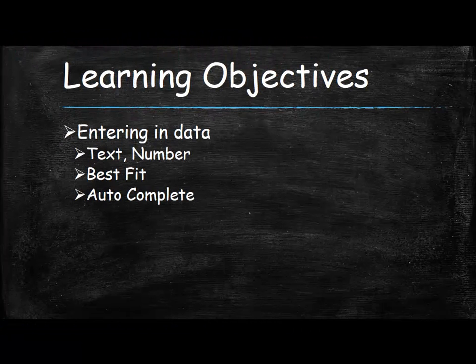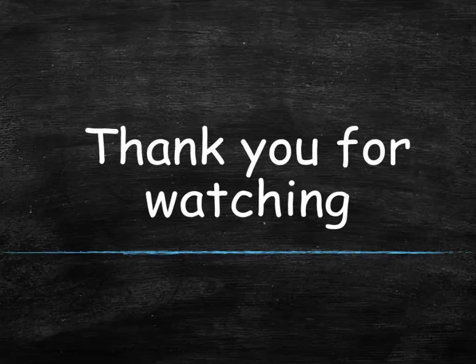So in this video we learned about entering data into a spreadsheet. We looked at two major data types. We looked at text, we looked at numbers. Later on as we go through the semester we'll see things like formulas and dates. But for this video we just concentrated on the two basic things, text and numbers. We saw that text goes to the left, we saw that numbers go to the right. We'll explore that a little bit more as we get going. We also saw the best fit and the ability for the computer to help us out with autocomplete.